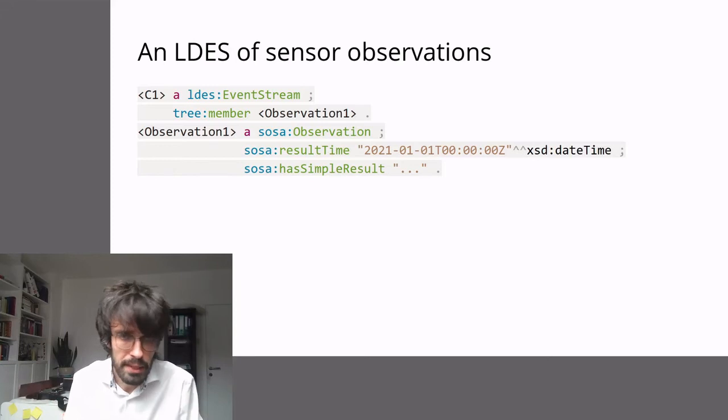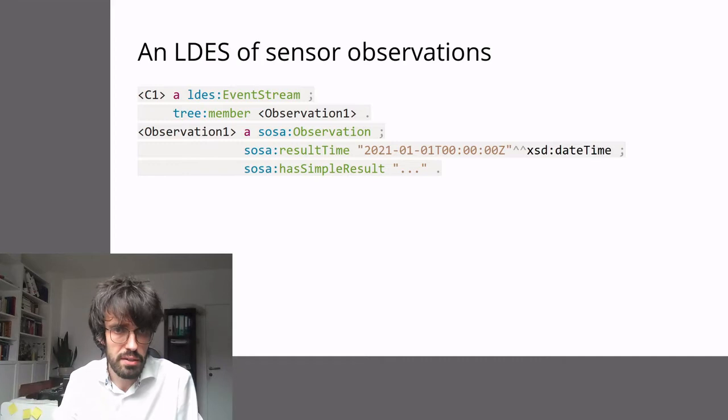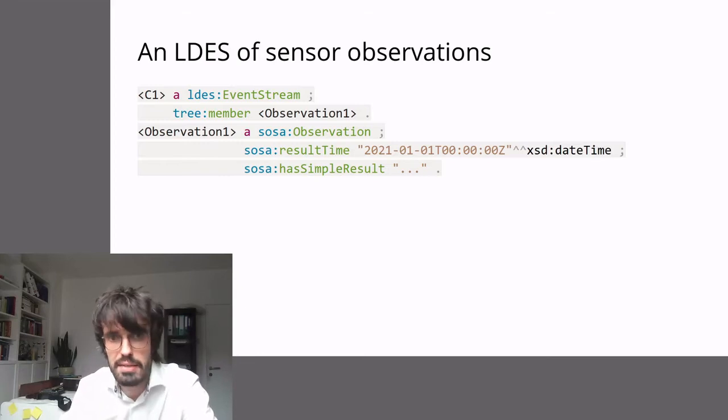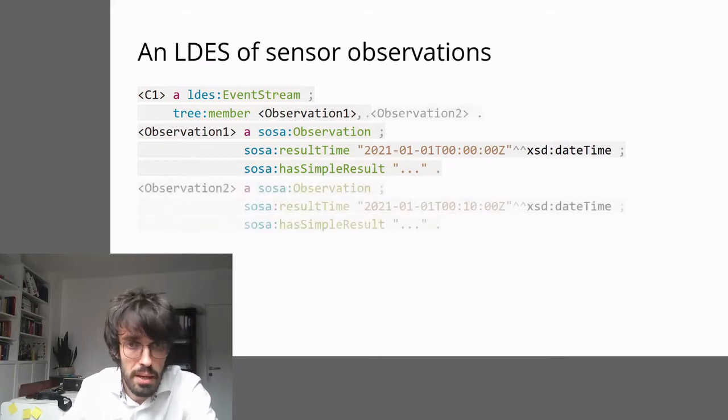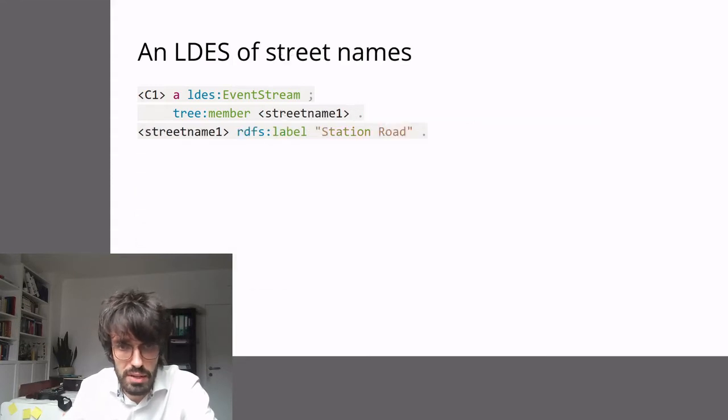Simple example. For sensor observations, you could say that we have a collection that is of type LDES event stream. It has a member, so we use the tree specification over here to say that we have a member, and there's one member defined in this example. It's observation 1. Observation 1 is an observation, has a result time, and has a simple result, which we have omitted over here for simplicity reasons. If you add one, you just add one to the collection, and so on and so forth.